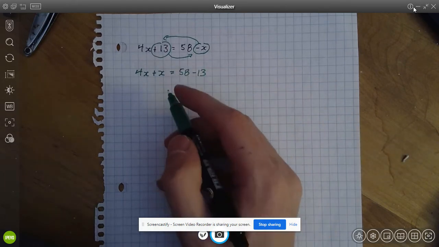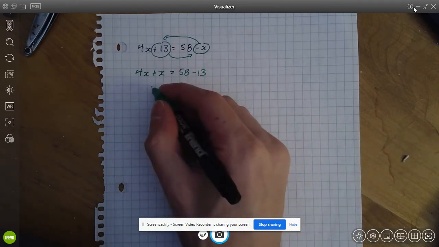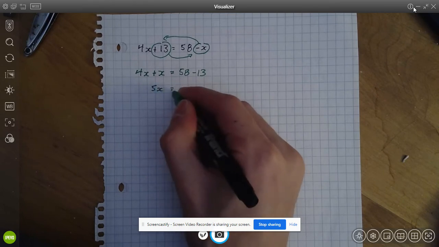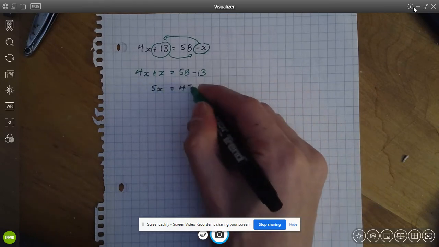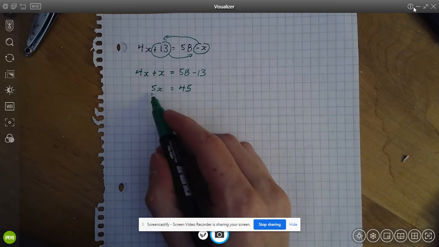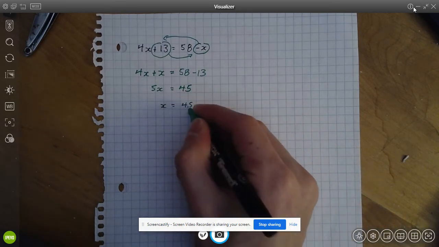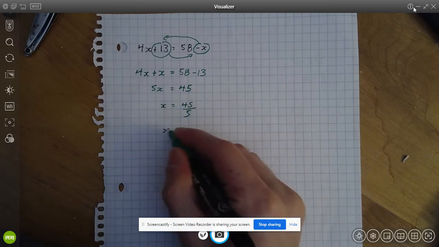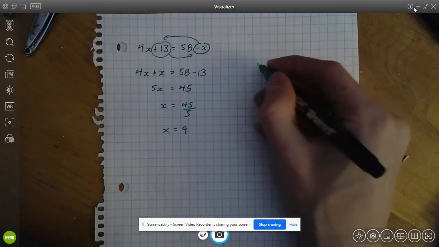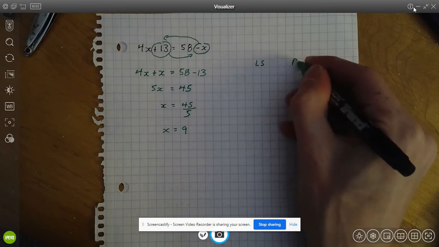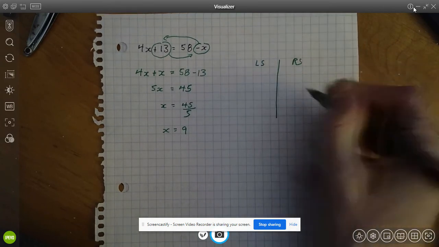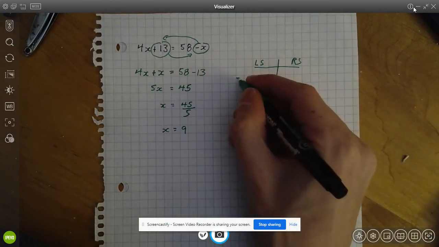Now I'm just collecting like terms, which we should be expert at by now. 4x plus x equals 5x. 58 subtract 13 is 45. Again, I've got 5 multiplied by x. So I need to do the opposite on the other side. 45 divided by 5 is 9. Let's do a left side, right side check to see if we're right. So I think x is 9, but let's be absolutely sure.